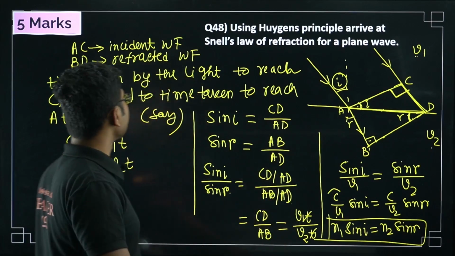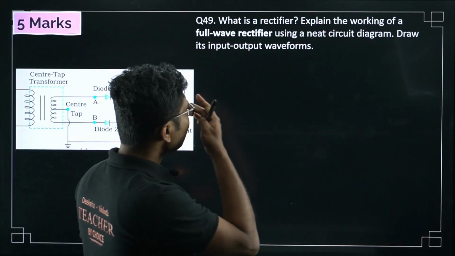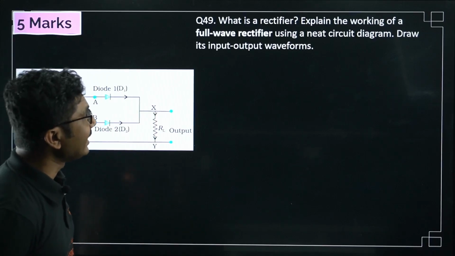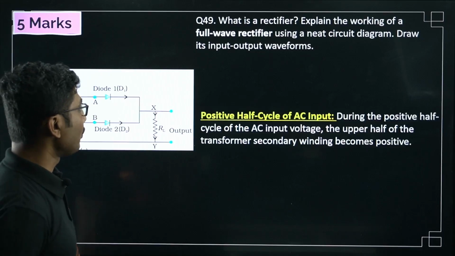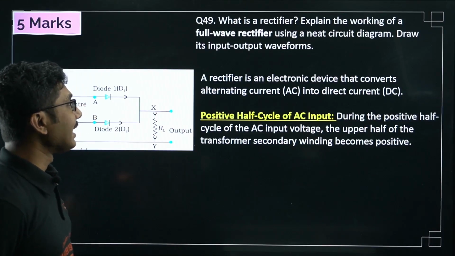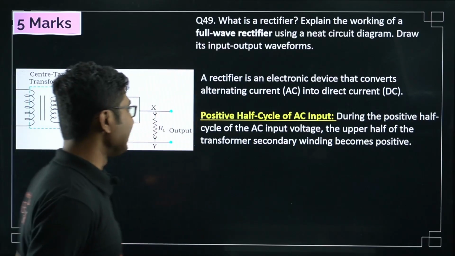Now the next two derivations are very simple and easy. That is, what is a rectifier? Explain the working of a full wave rectifier using a neat circuit diagram. Draw its input and output waveforms. So what is a rectifier? A rectifier is an electronic device that converts alternating current AC into direct current DC.